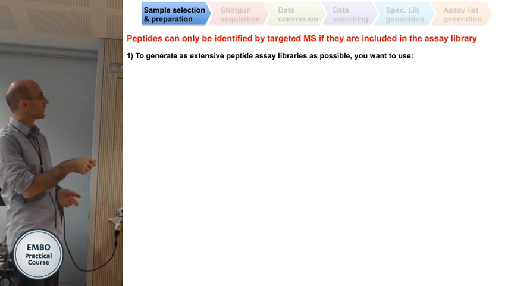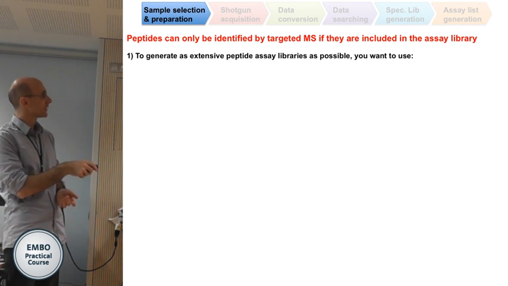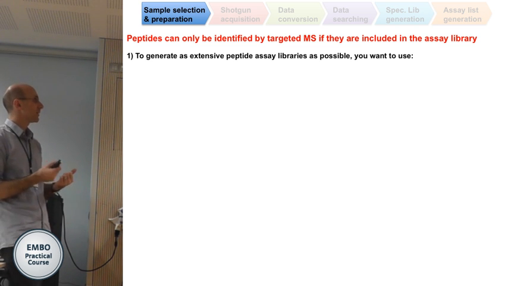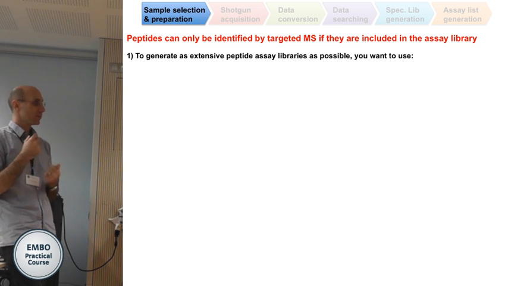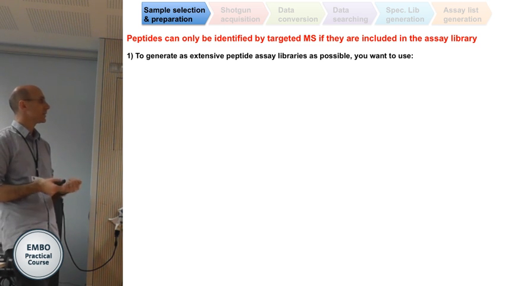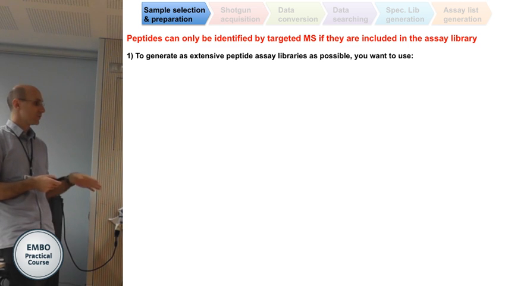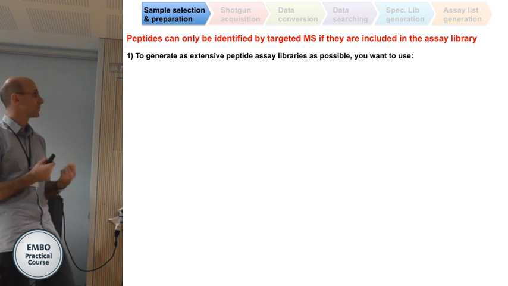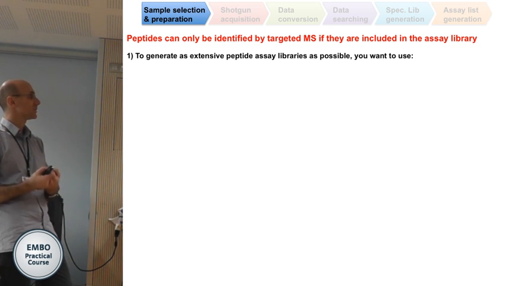So I will try to walk you through these different steps. And at each step, my aim for today is to give you a couple of tips and tricks just to think about. And when you build your own libraries, you might use this information as a repository to try to tweak your system to get as good quality assays as possible.